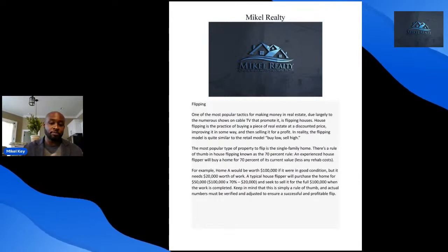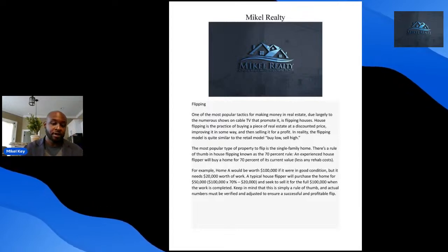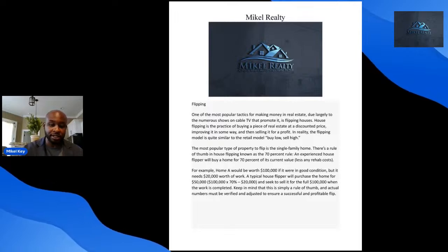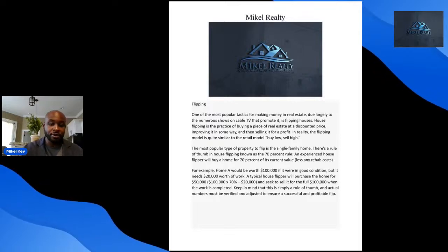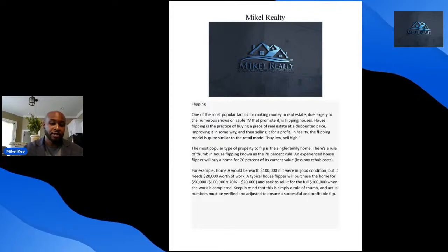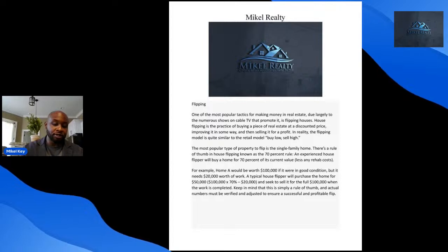Flipping houses is when you buy low and you sell high. So for example, home A would be worth $100,000 if it was in good condition, but needs $20,000 worth of work. A typical house flipper would purchase the home for $50,000 and put in the $20,000 worth of work. If you add 50 and 20, that's 70.